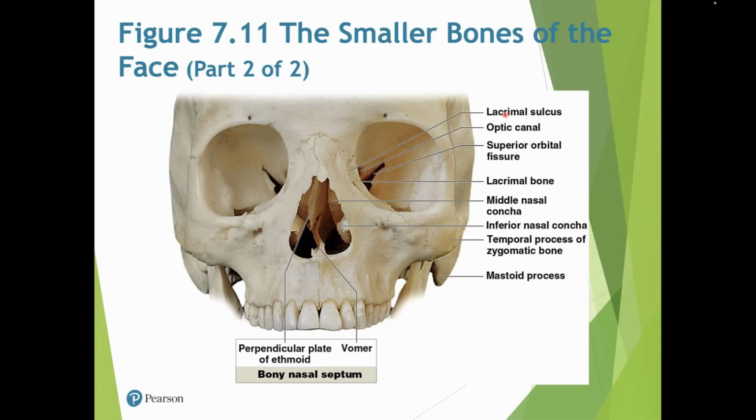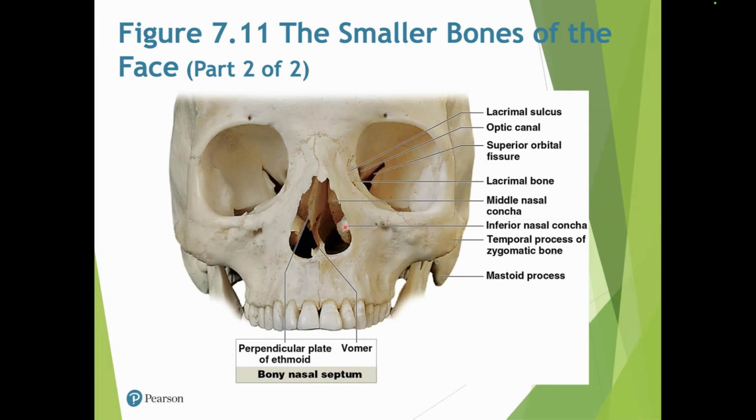So let's look at the lacrimal sulcus. You can see that here. Lacrimal is basically the tear duct area, right? The optic canal is right there. You've got your superior orbital fissure, excuse me. So not quite a foramen. It's more of a slash. It's a fissure. You have your lacrimal bone right here, lacrimal sulcus, lacrimal bone. You have your middle nasal concha right here, your inferior nasal concha.